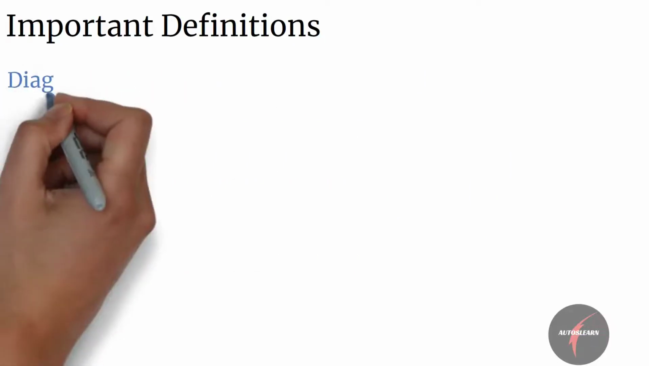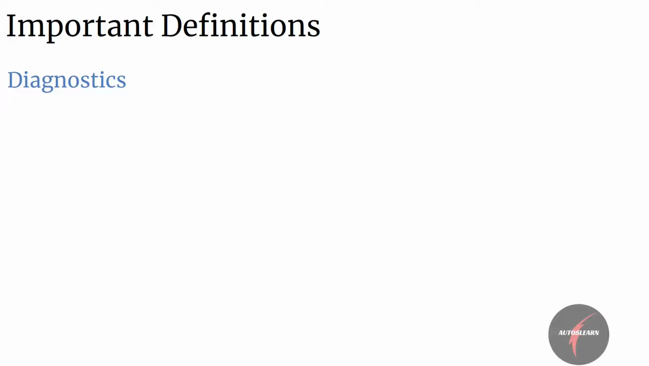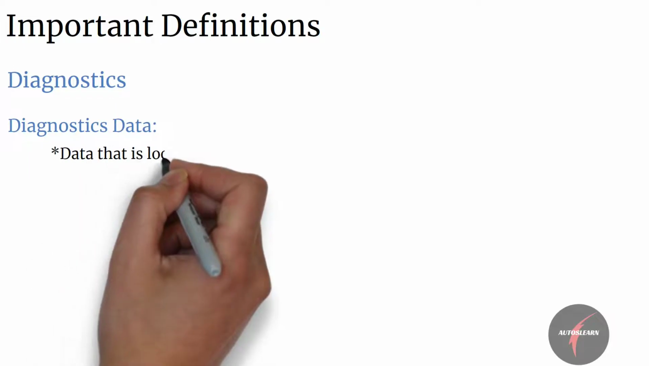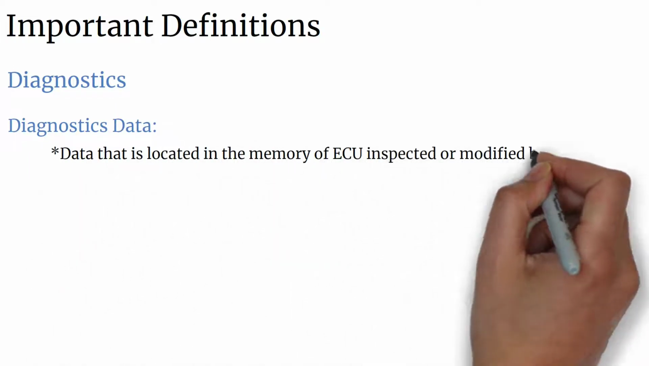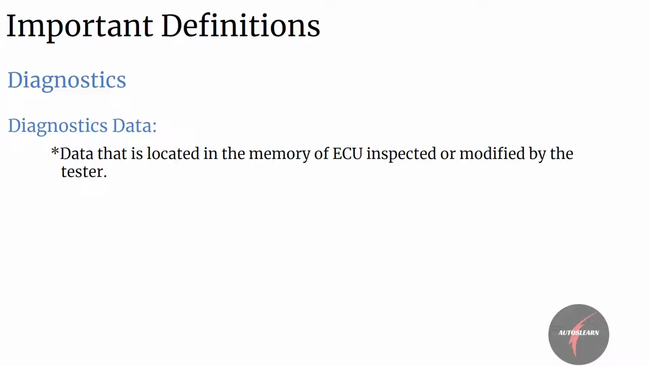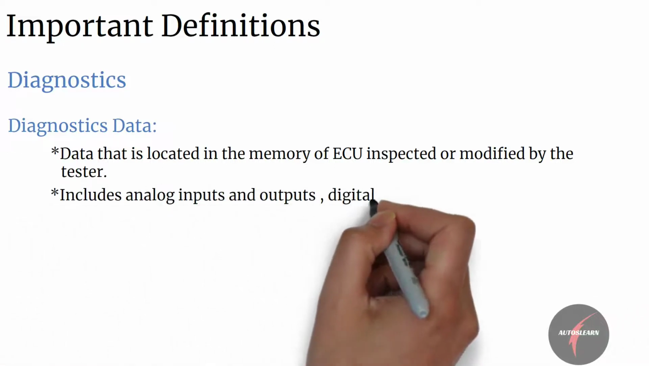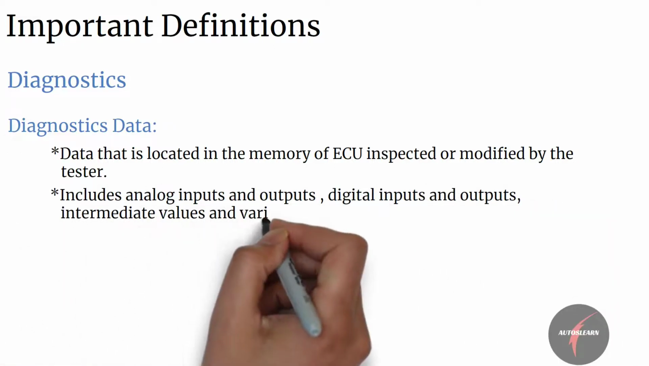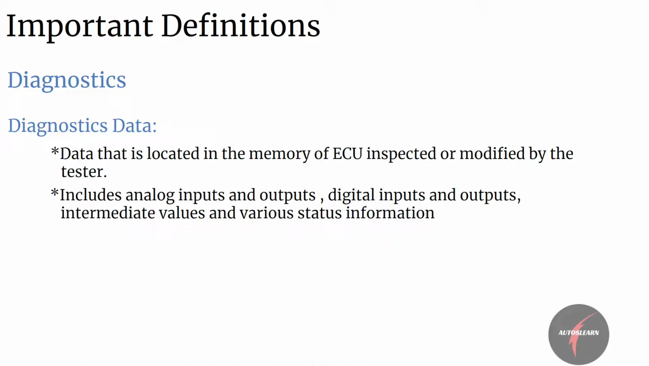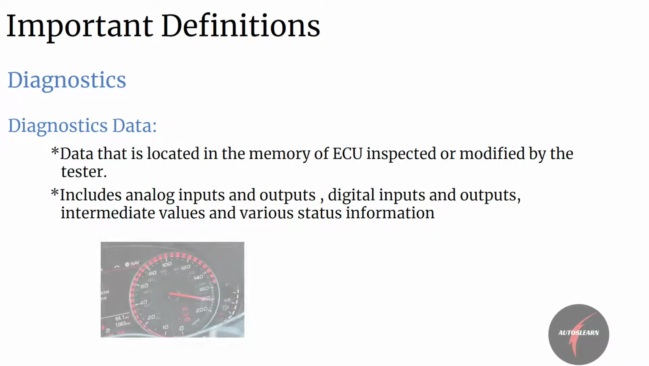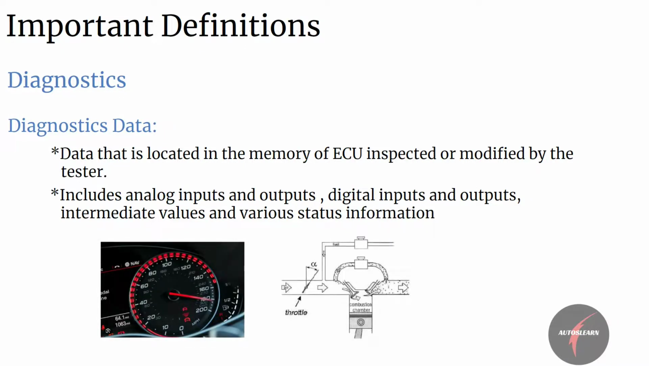Now let's get a bit deeper into terminologies concerned with diagnostics. Firstly, we have diagnostic data. A diagnostic data is a data that is located in the memory of electronic control unit which may be inspected or possibly modified by the tester. Diagnostic data includes analog inputs and outputs, digital inputs and outputs, intermediate values, and various status information. Example of diagnostic data are vehicle speed, throttle angle, mirror position, etc.